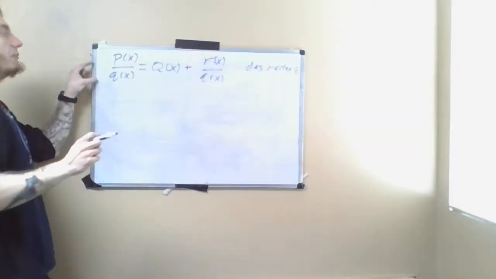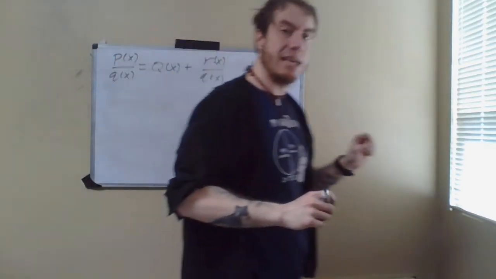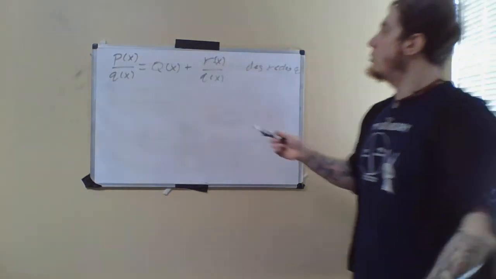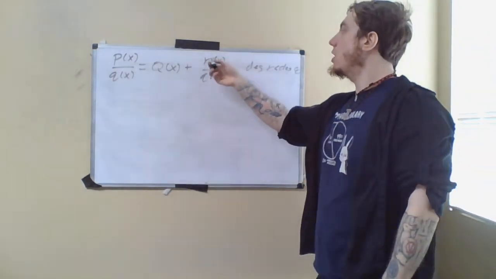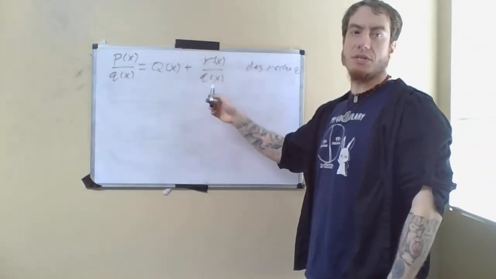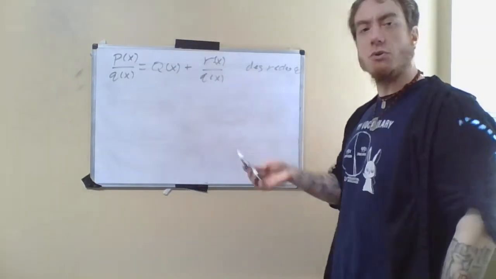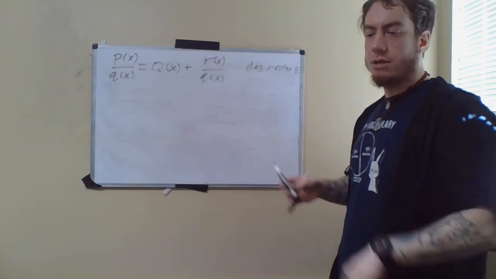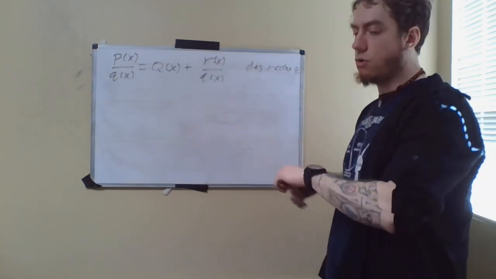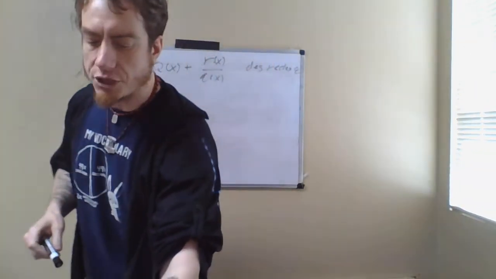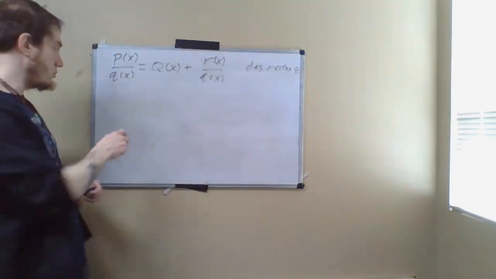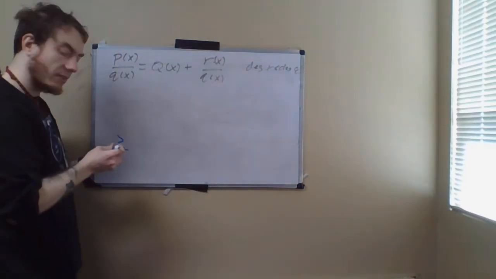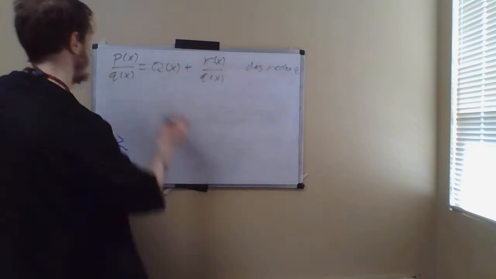In other words, every rational function is a polynomial plus a rational function where the numerator is smaller than the denominator. And how do we do this? Well, we do it by using polynomial division. So let me very quickly remind you how you do this polynomial division so that you can then use partial fractions.